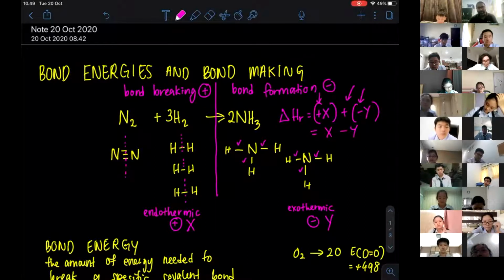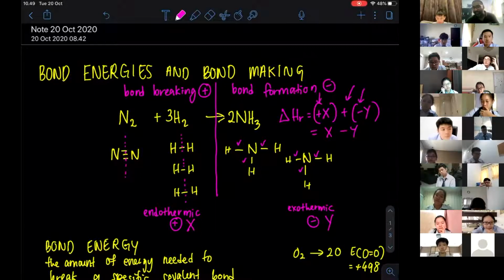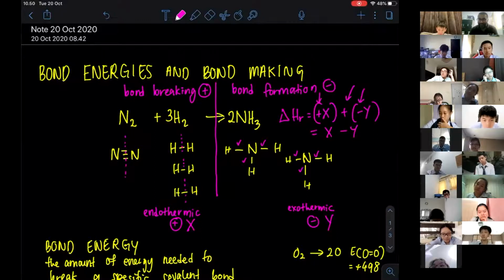So I don't want you to remember it like bond breaking minus bond formation. I don't want you to remember it that way. I want you to remember it's going to be bond breaking plus bond formation, and you put the value as negative for formation, and you will get the total answer.